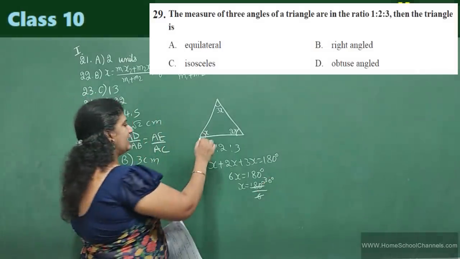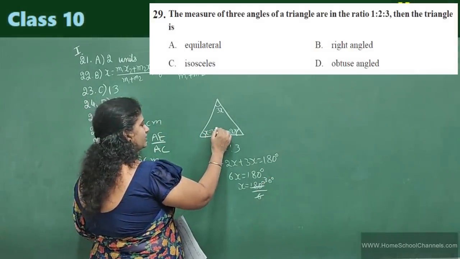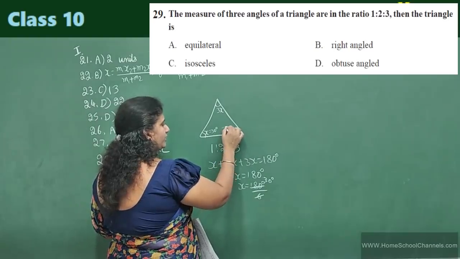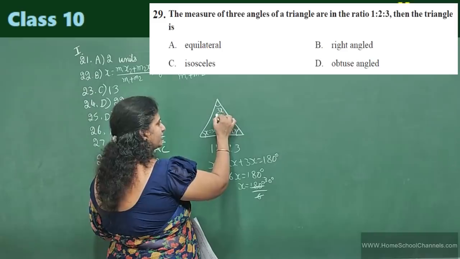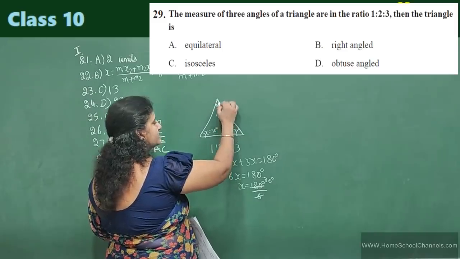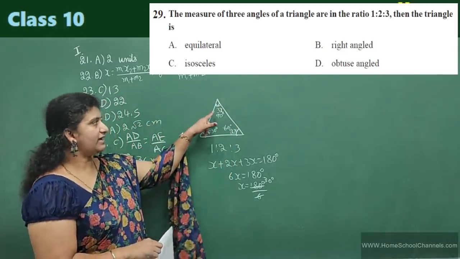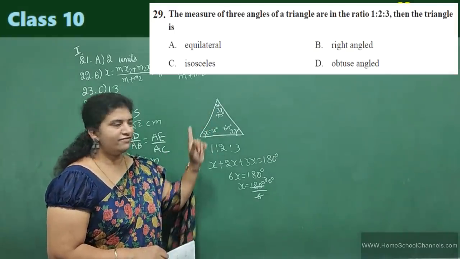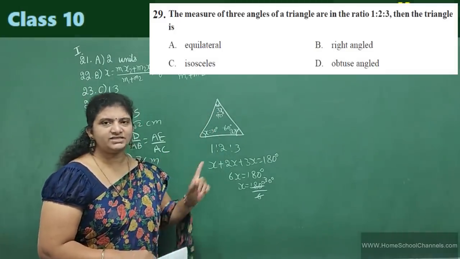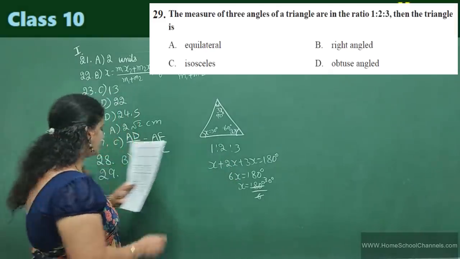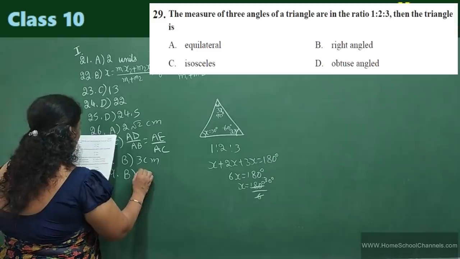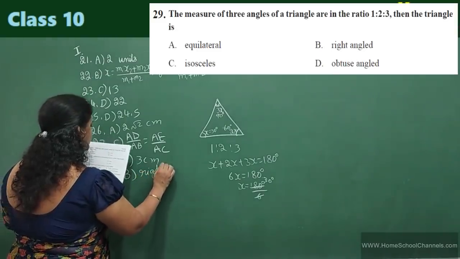Therefore, see the angles here. x is equal to 30 degree. 2x, 2 into 30, it will be 60 degree. 3x, 3 into 30, it will be 90 degrees. See, observe here. Then this angle is a right angle. If one angle is 90 degree, then we say that triangle is a right angle triangle. Check the options. Option B, right angle.